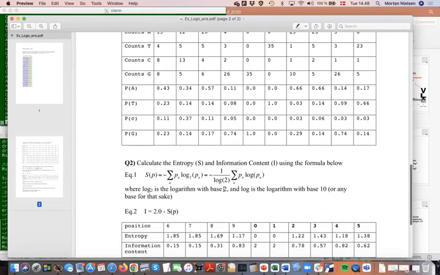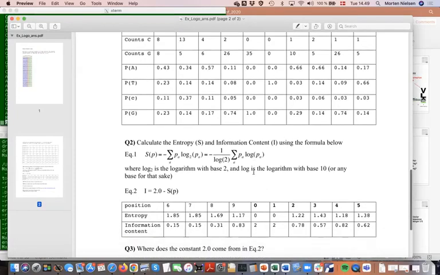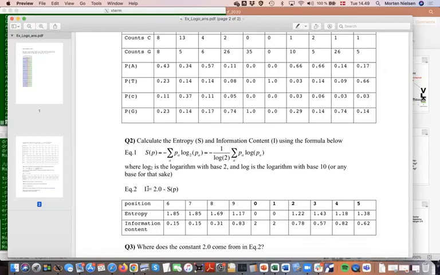The entropy is always done with respect to logarithm with base 2. To go from the logarithm on your calculator or in Google or whatever you use, you take the log in whatever base, the natural logarithm or the log 10, and then divide that by the log of 2. That gives you the log with base 2, right? This is the only little trick there is. And then once you have found the entropy, you get the information content by taking 2 minus the entropy.